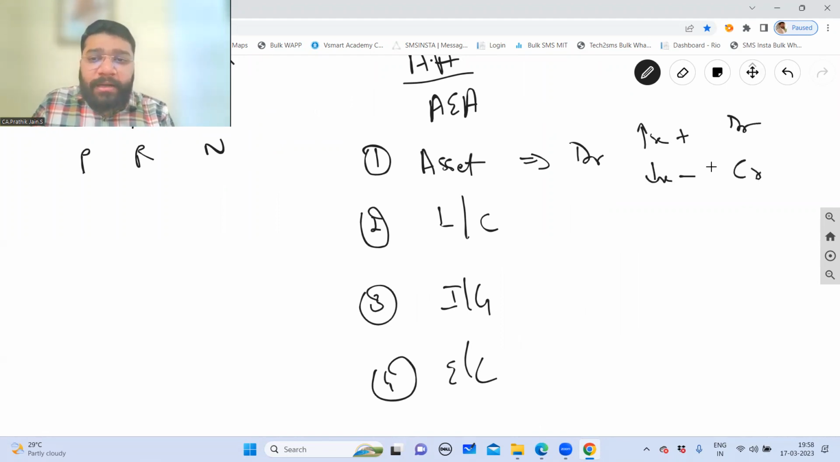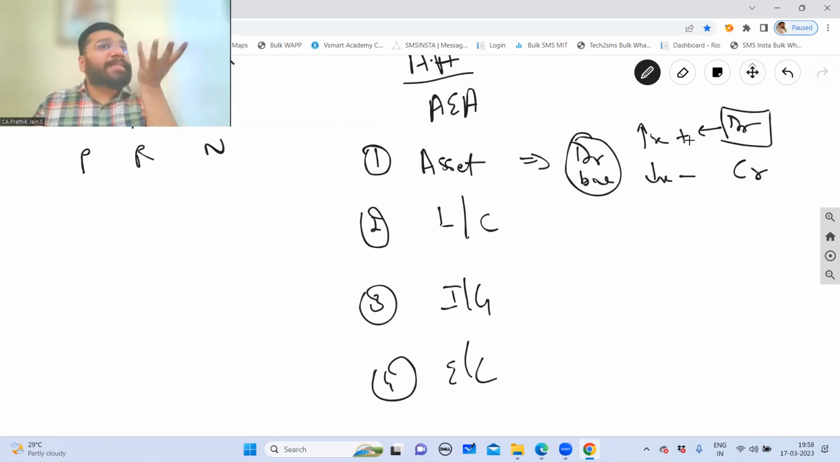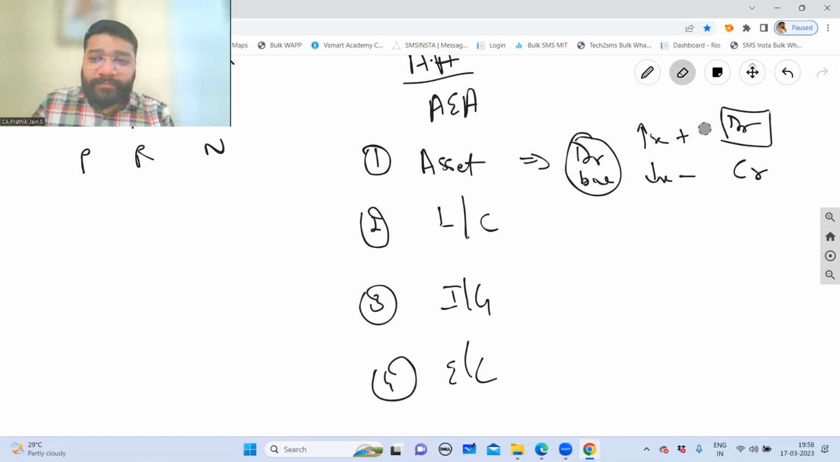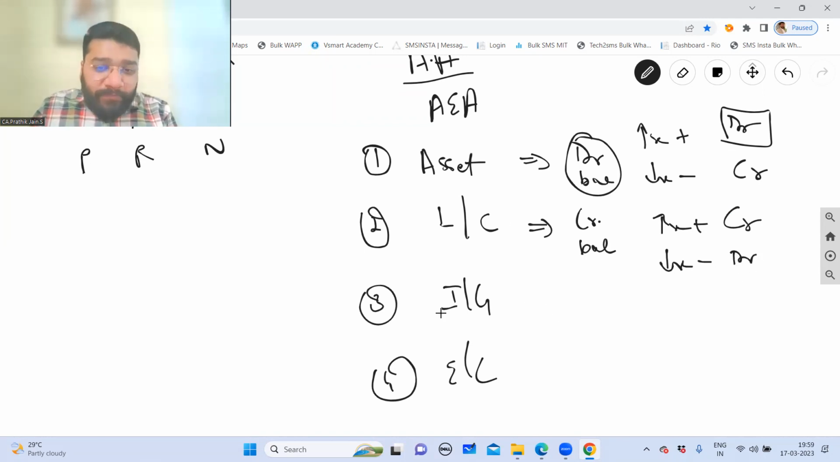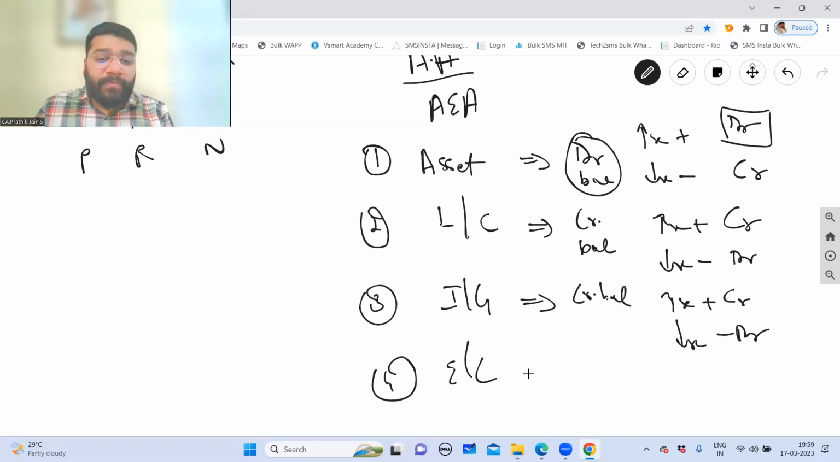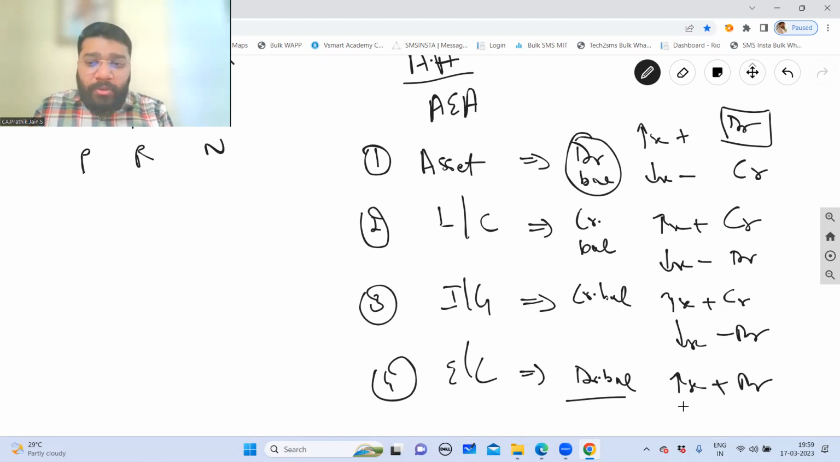To decrease, credit. For a debit balance item, the hero is what? Debit. So the hero will increase the value of that asset. In any movie, the hero adds value to that movie. Now liability and capital, what balance? Credit balance. To increase or add to a credit balance item, to increase a liability item, I need to further credit. To decrease a liability item, I need to debit. For income and gain, the nature is credit balance. To increase, plus credit; to decrease, minus debit. Expense and loss are debit balance items. To increase, add debit. To decrease, minus credit.